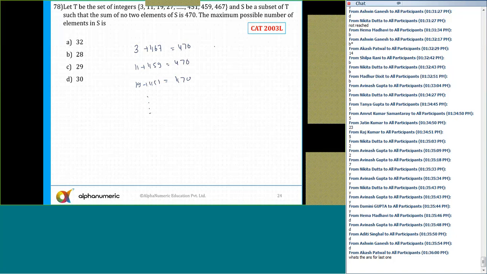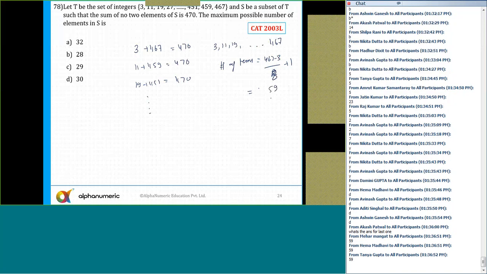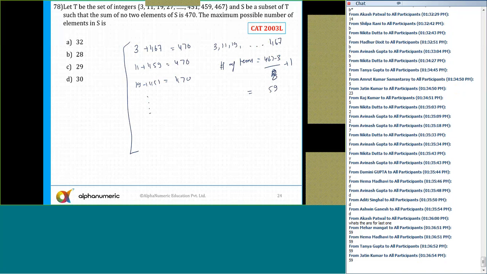So how many pairs we are getting? So there is 3, 11, 19, and so on till 467. So the number of terms is equal to 467 minus 3 divided by 8, plus 1, since the common difference is 8. So what is the total number of terms? Can anyone tell me here? What is the total number of terms we are getting? Please respond. What is this value coming out to be here? 59.